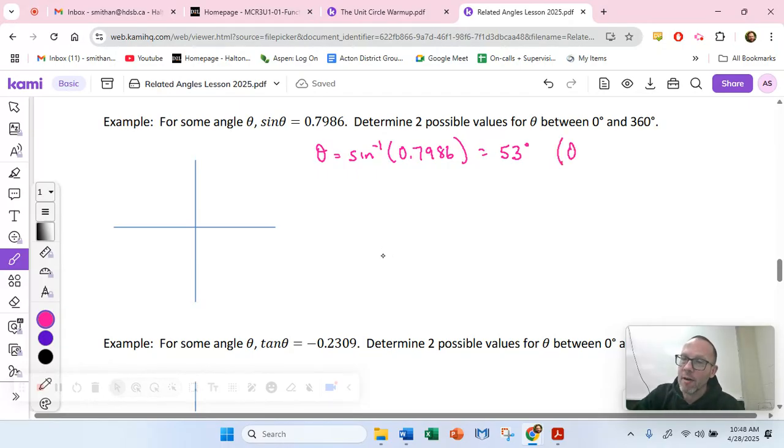I'm just going to add here, this is our theta r. And can you draw an angle of 53 degrees? It doesn't have to be perfect. Somewhere like that, 53 degrees.